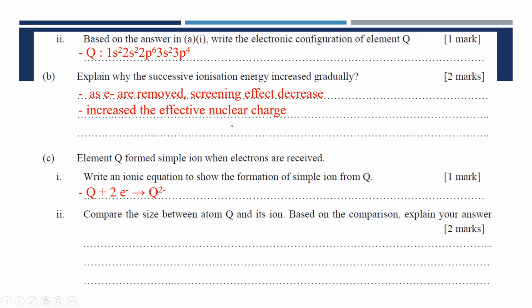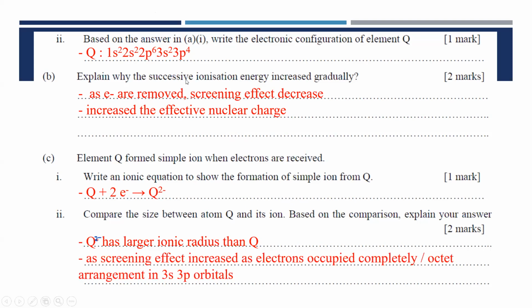You have to mention that because Q is an anion, the anion is greater than its atom. So you have to mention that Q2-, sorry, not Q-, sorry for that, Q2- has a larger ionic radius than Q. Why? Because the screening effect inside Q2- is greater, therefore the effective nuclear charge is lower. Or you can say the octet arrangement in the 3s and 3p orbitals causes the screening effect to increase. Okay, so that is how you answer question number 6.